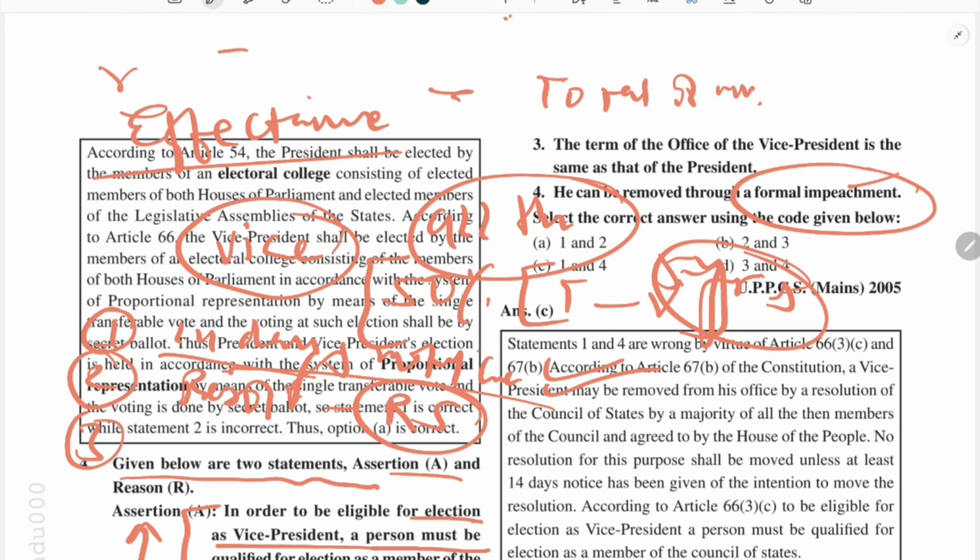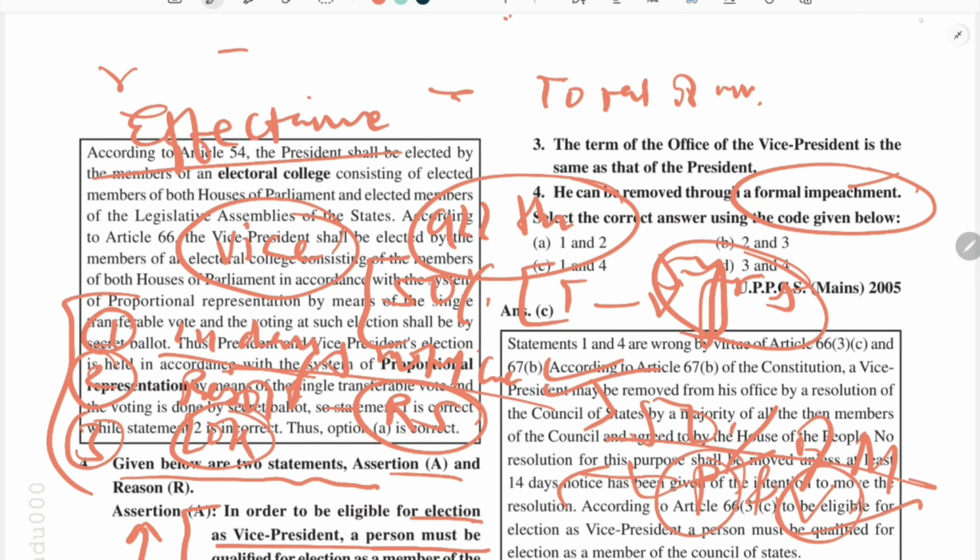And the third step is that, as it is a very important post next only to the president, that resolution must be passed through Lok Sabha also. And in Lok Sabha, that resolution need not be passed through a special majority. It has to be passed by simple majority, that is more than 50% of members present and voting. So that is the procedure for the removal of the vice president.